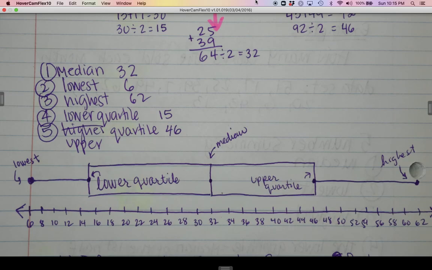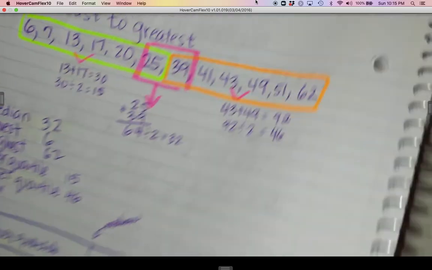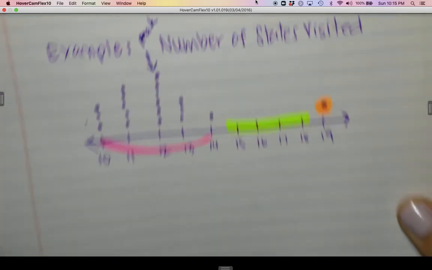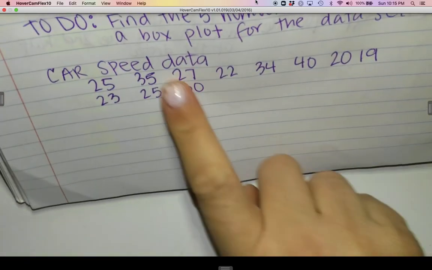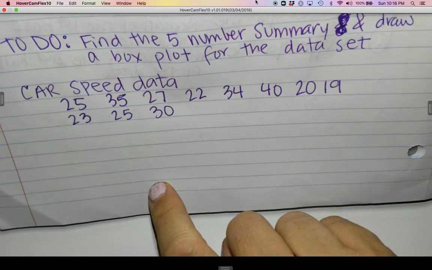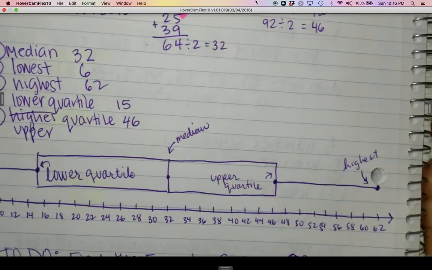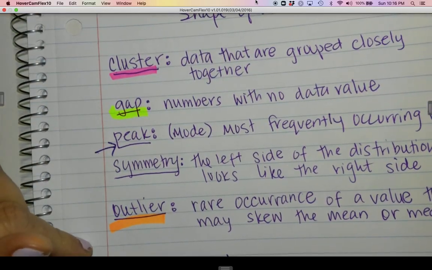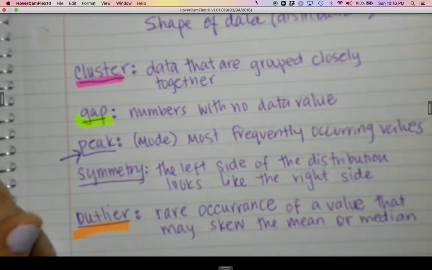So, do your box and whisker plot for the car speed data. Find your 5 number summary, and then see, can you talk about the data that you see there using these words? I don't know. Try it out.